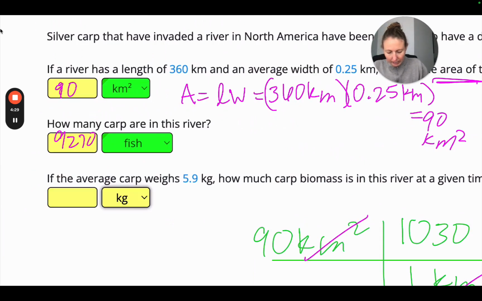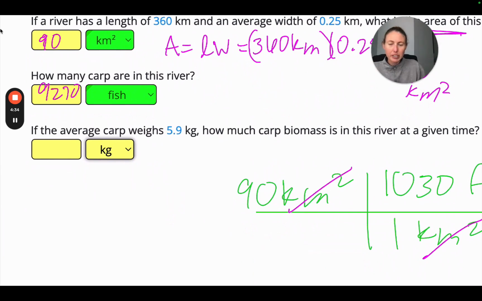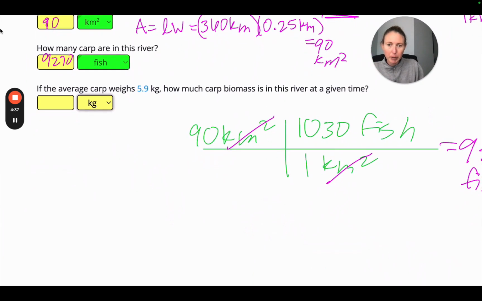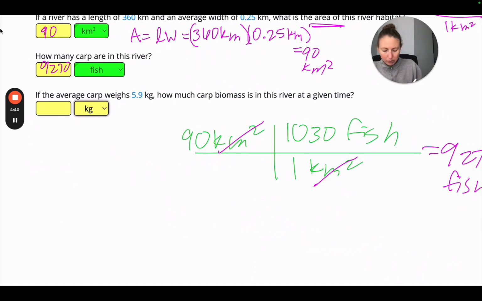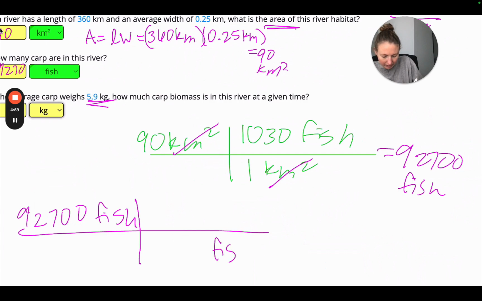Okay. And then one more question that we continue using unit analysis for. If the average carp weighs 5.9 kilograms, how much carp biomass is in this river at a given time? So we're going to use this 5.9 per fish as our unit. A little tip is anytime you can think of a number as per another number, here's our fish, setting this up, you can use it in a unit analysis problem. So 5.9 kilograms per one fish. And then I can see that fish will cancel out on the top and bottom.